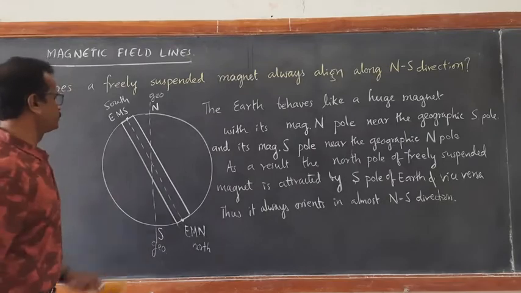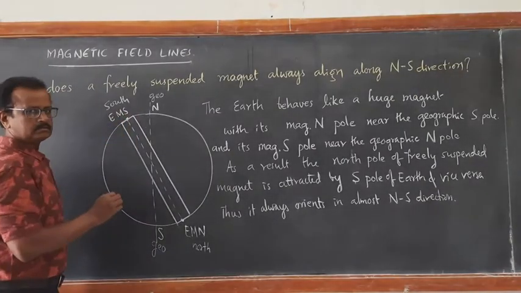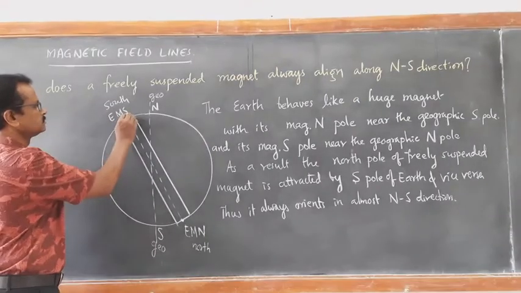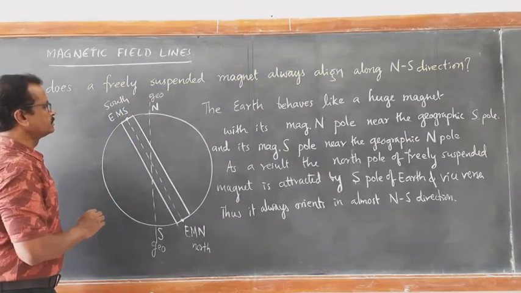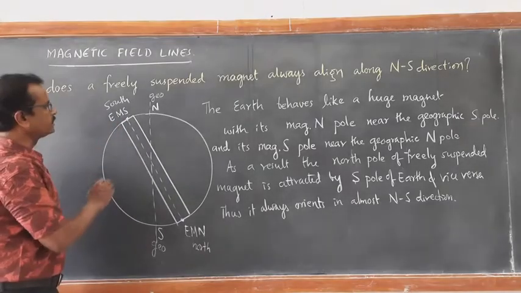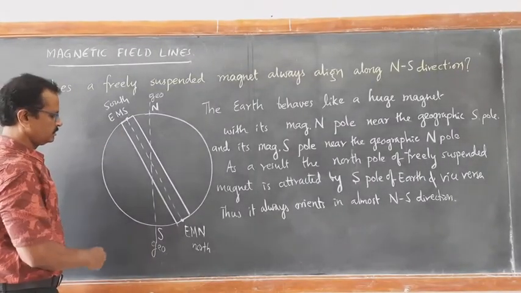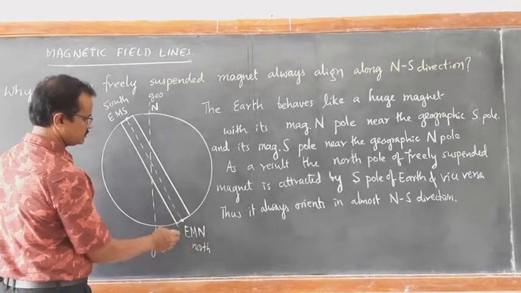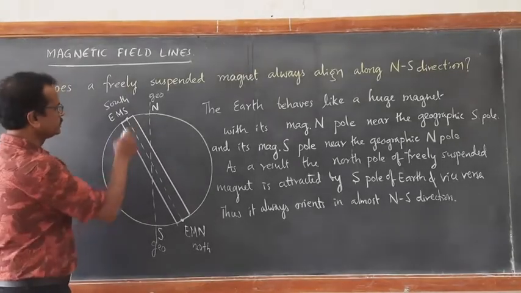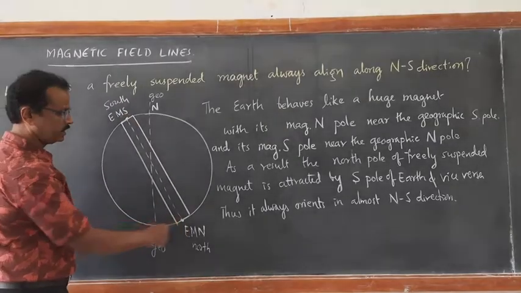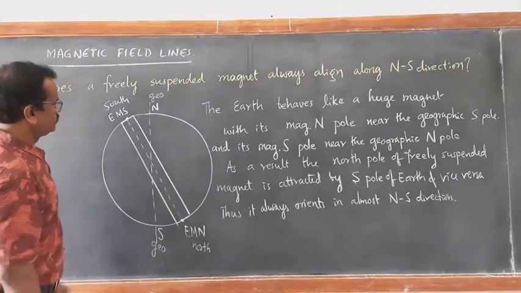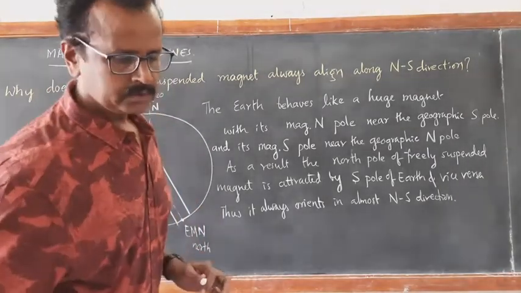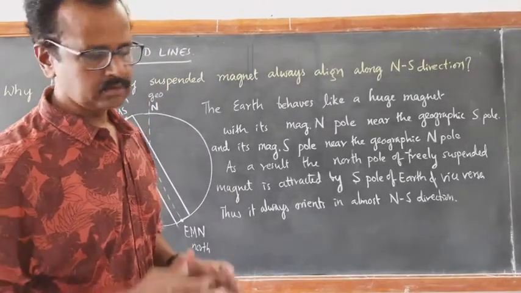So the magnetic south pole is on top of Canada, in Greenland, right? Very close to Canada. And the magnetic north pole is in the Antarctica. Here it is at the Arctic, here it is at Antarctica. Because of which it will always orient along the north-south direction. So this is a very important question.